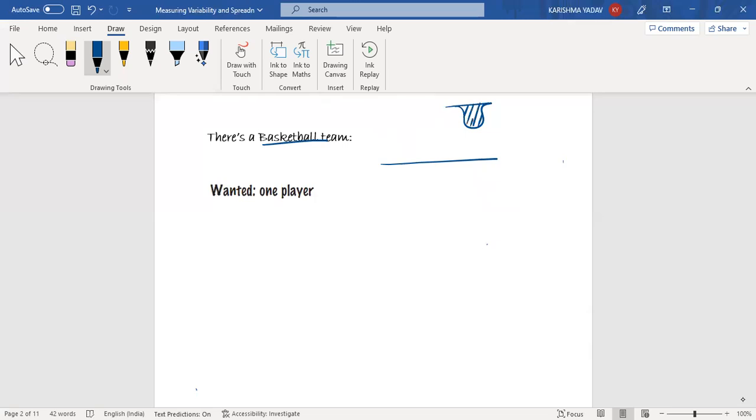Now in the basketball team, there are 5 players, and these 5 players play according to 5 respective positions in the court. What is the first position? The first position is point guard, the second is shooting guard, the third is small forward, the fourth is power forward, and the fifth is center. These are the 5 respective positions in the team on the basketball court.